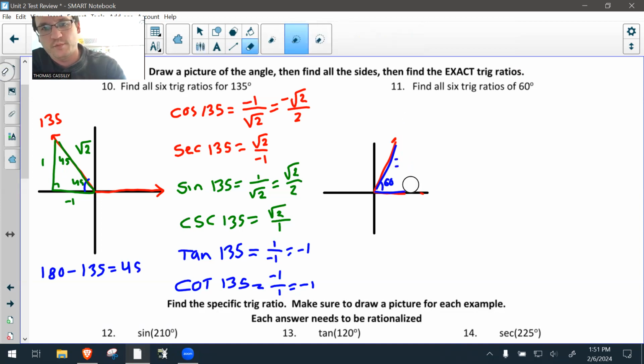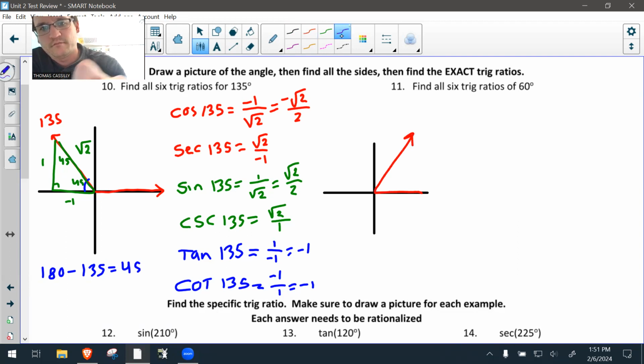That looks pretty bad. Let me do that again. We have a 60-degree angle right here. So we have a 30, 60, 90 triangle right here. The shortest side is across from the smallest angle. That has a side length of 1. The side length that's across from the 60 has a side length of square root of 3. And then the hypotenuse has a length of 2.